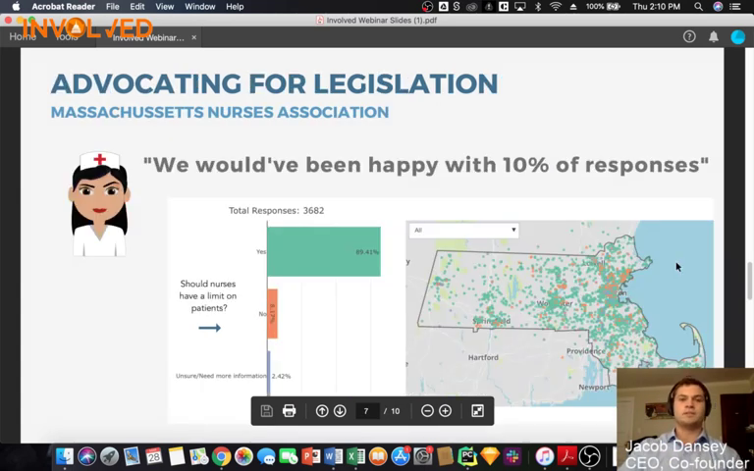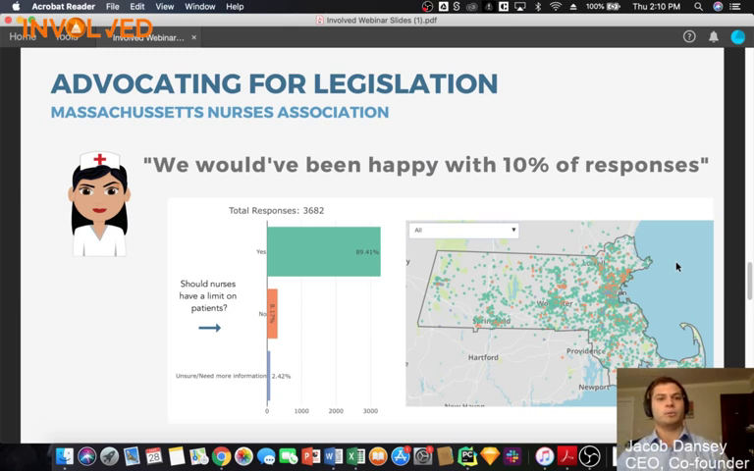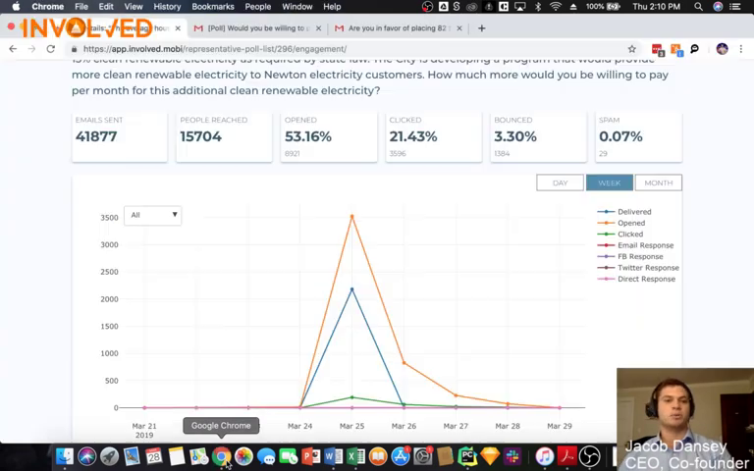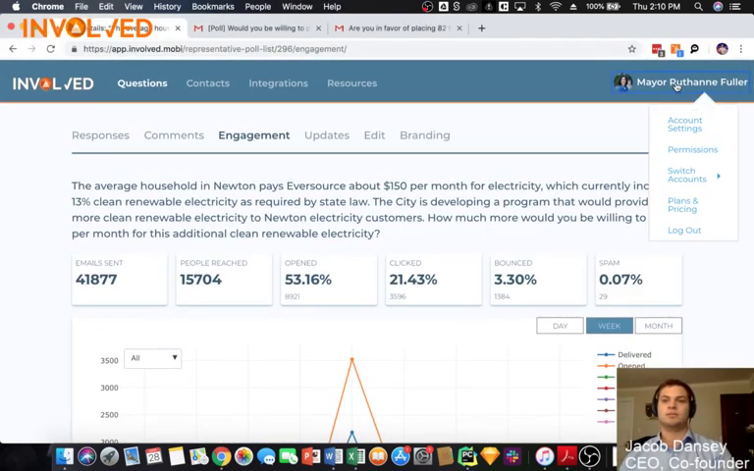The next one I wanted to focus on was advocating for legislation. We worked with the Massachusetts Nurses Association during their bid for adding safe limits to the number of patients that a nurse could take on. This was a ballot question in Massachusetts in November. And this is a good instance of how you can use this to engage as a union with your members and drive support. So let's switch accounts.